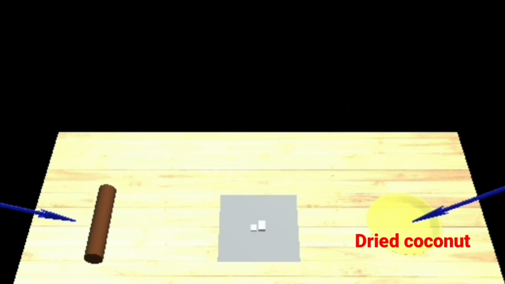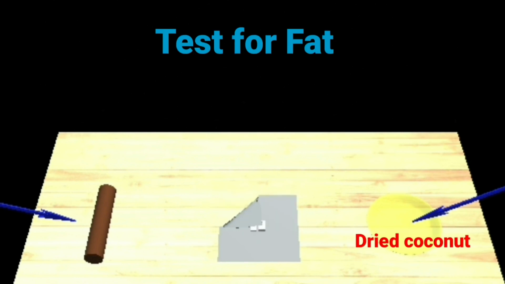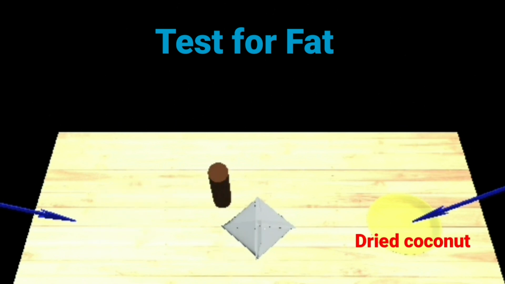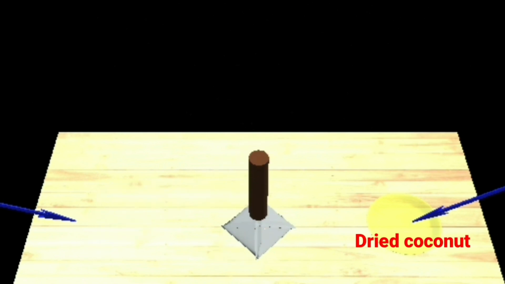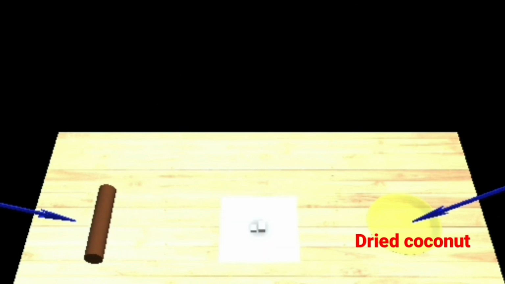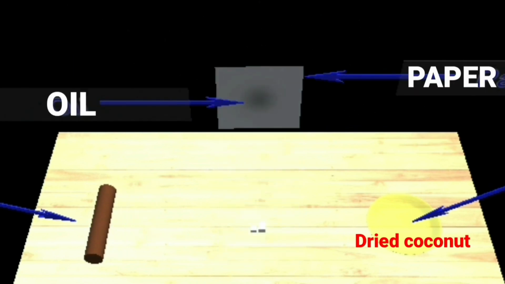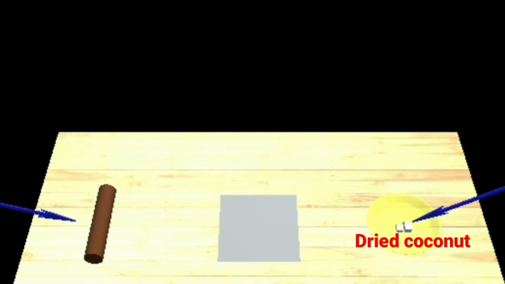How can we test presence of fat in food items? To test fat, take a small quantity of a food item. Wrap it in a piece of paper and crush it. An oily patch on paper shows that the food item contains fat.